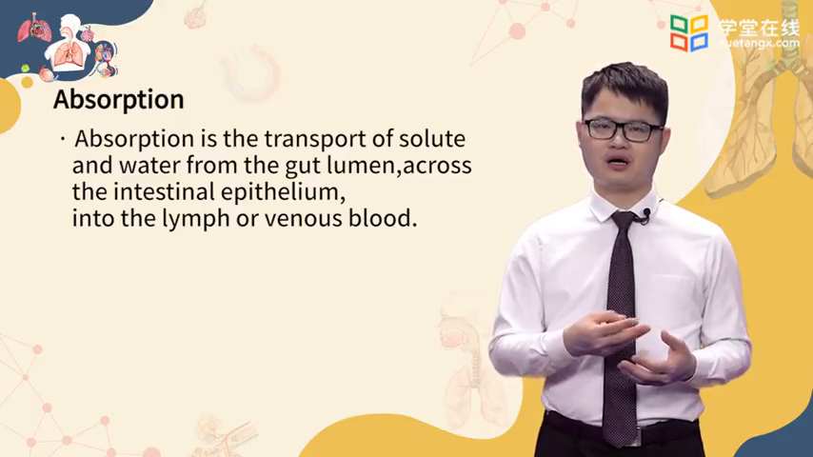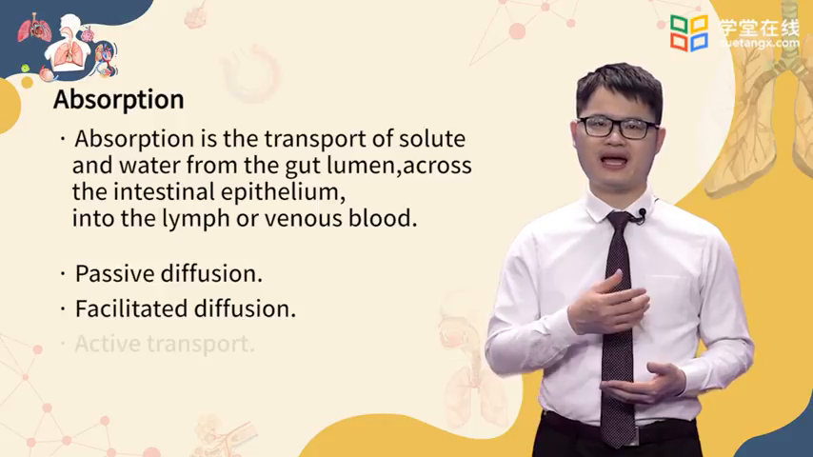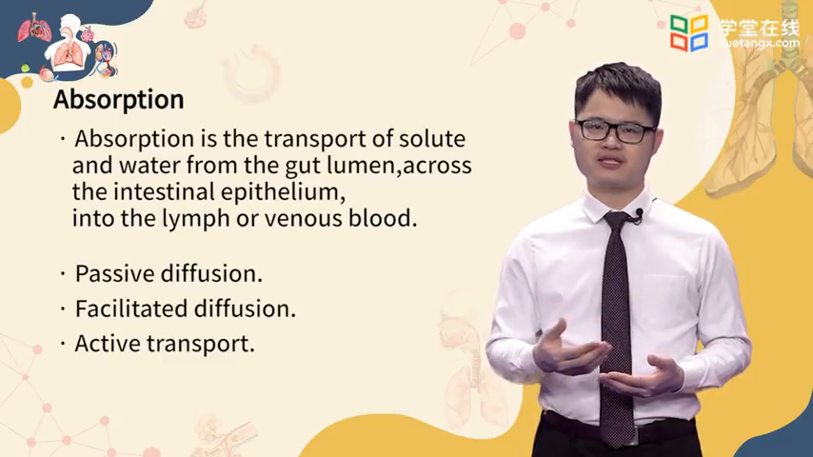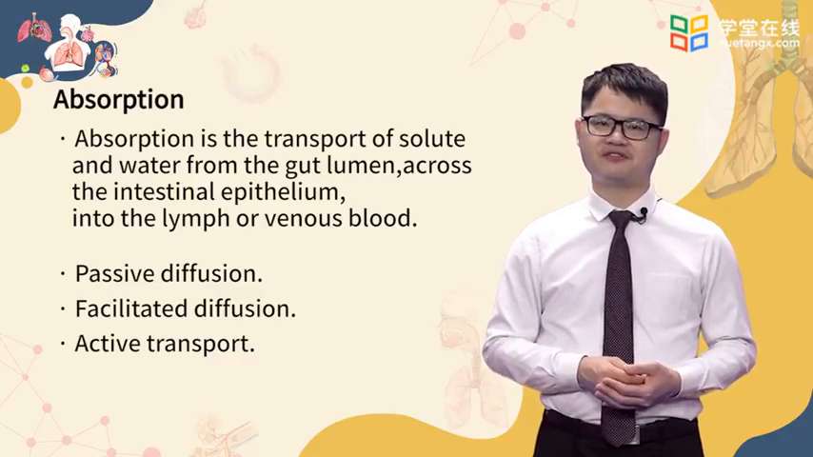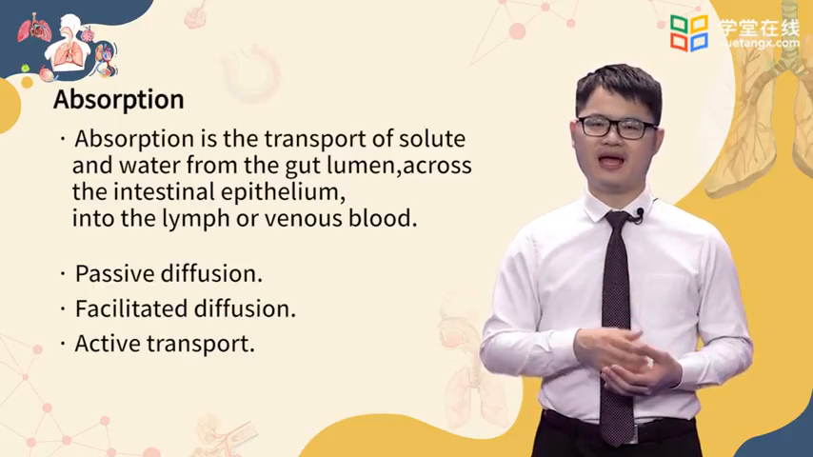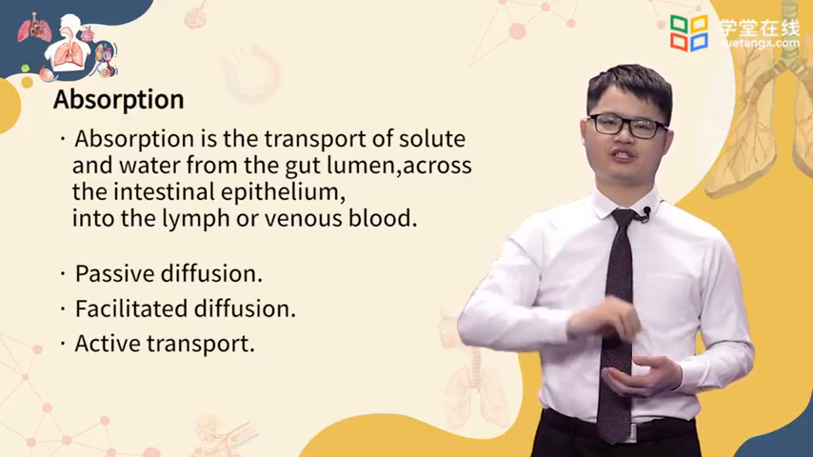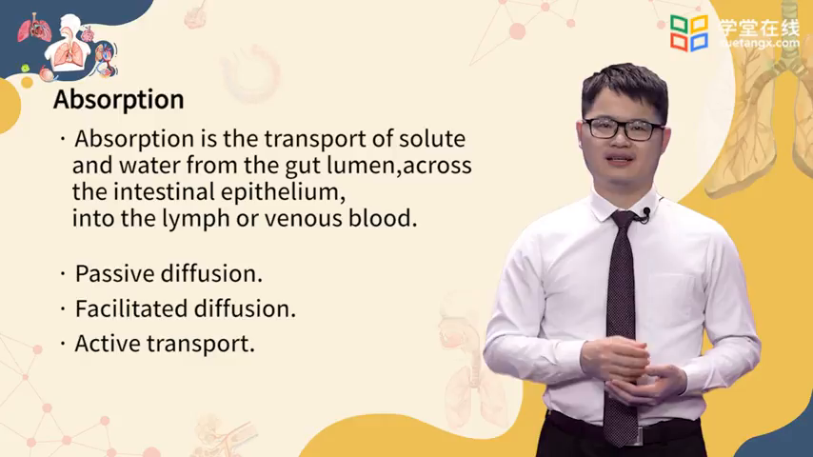There are mainly 3 ways of absorption: the passive diffusion, facilitative diffusion, and active transport. Passive diffusion. Water and water-soluble substances cross the cell membrane down the concentration gradient, whereas facilitative diffusion needs the help of transmembrane proteins. And in active transport, molecules are transported from a lower concentration to a higher concentration, which requires transmembrane proteins and energy. Next, let's look at how carbohydrates, proteins, and fats are digested and absorbed.